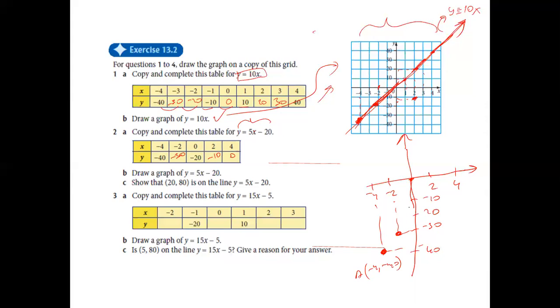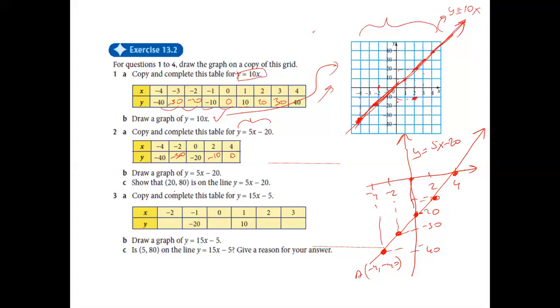And the third one is if x is equal to 0, so our answer must be minus 20, and plus 2 minus 10 is here, and 4, 0 is here. It's also our straight line. Okay, and what was our equation? 5x minus 20 is equal to y. Okay, don't forget, show that 20 and 80 is on the line.